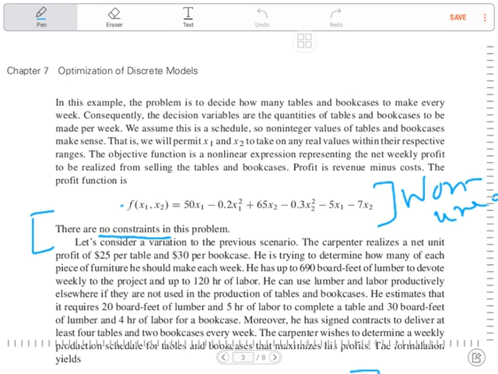In this example, the problem is to decide how many tables and bookcases to make every week. Consequently, the decision variables are the quantities of tables and bookcases. That means the decision variables are x1 and x2: x1 is the number of tables per week that he makes, and x2 denotes the number of bookcases per week that he makes. We assume this is a schedule, so non-integer values of tables and bookcases make sense. That means here x1 and x2 belong to Z plus, not only integer but also positive integer. We cannot take anything such as 2.5 tables, obviously.